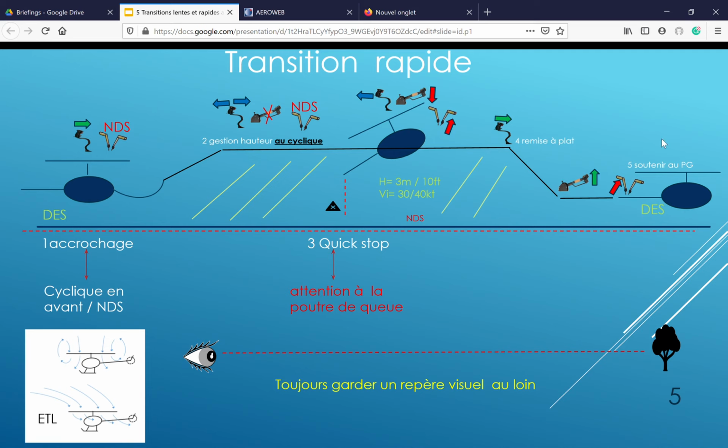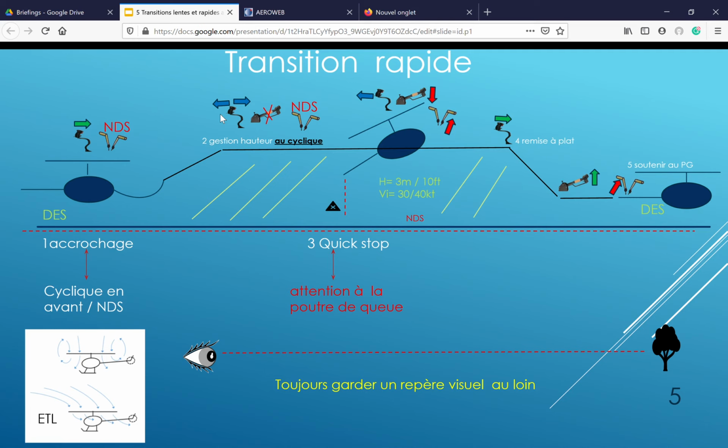So you are here, increasing your speed with your collective, always aligned with the taxiway, and then you will manage your height from the ground with your cyclic, and not with your collective. This is the difference with the quick transition. And then eventually, if you are too high, you put your cyclic a little bit forward, or if you are too low, you pull your cyclic a little bit backward.